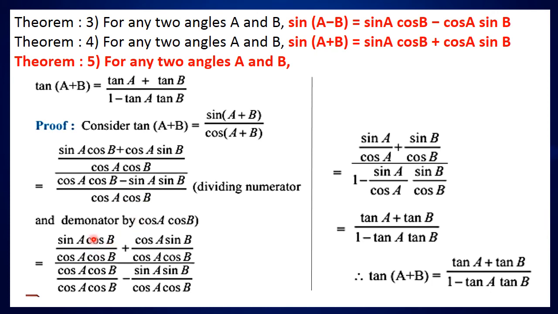Then we can separate the terms: sin A cos B upon cos A cos B plus cos A sin B upon cos A cos B, and in the denominator cos A cos B upon cos A cos B minus sin A sin B upon cos A cos B. Now some terms will get cancelled and we get sin A upon cos A plus sin B upon cos B divided by 1 minus sin A upon cos A into sin B upon cos B. And sin A upon cos A is tan A, sin B upon cos B is tan B. So tan(A plus B) is tan A plus tan B upon 1 minus tan A tan B.